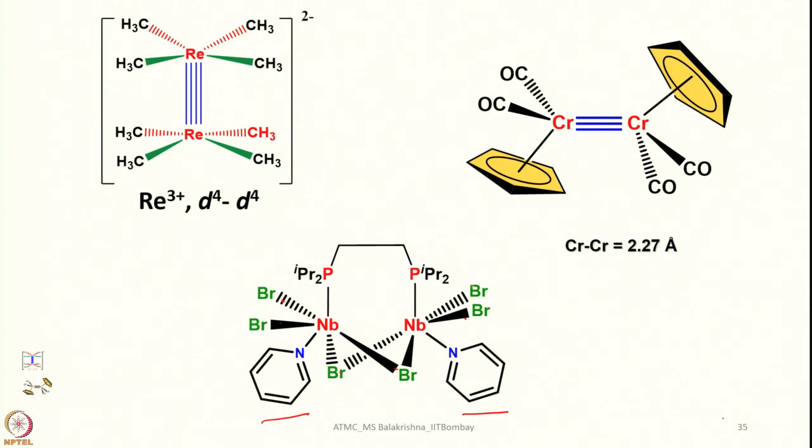That means we have to get rid of 3 electrons for each one. So, it is D3S2, let us assume D5; if you remove 3 electrons it becomes D2. So, a D2 system. In a D2 system, you will be having a double bond between these 2. So, in this one, it has a double bond between 2 niobium atoms.